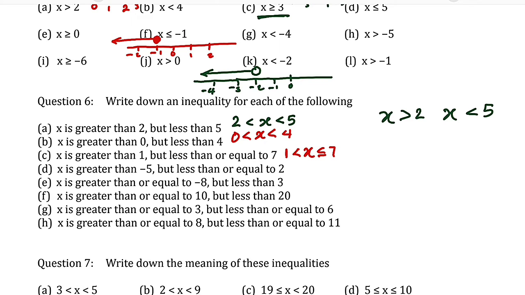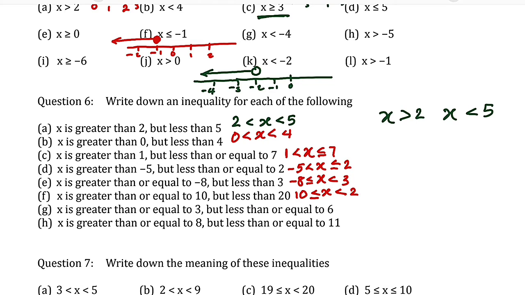X is greater than -5, but less than or equal to 2. -5 less than x less than or equal to 2. X is greater than or equal to -8, but less than 3. -8 less than or equal to x, but less than 3. Can you see that? Then F, x is greater or equal to 10. So you begin with 10 less than or equal to x. If you read this one backward, it reads 10 less than or equal to x. But if you read it from the right to the left, x must be greater or equal to 10 according to the question. But less than 20.